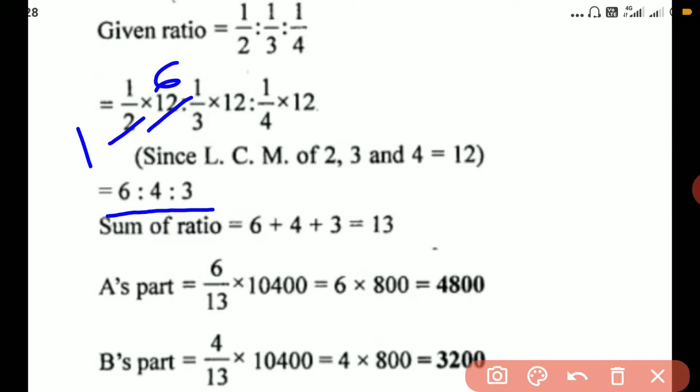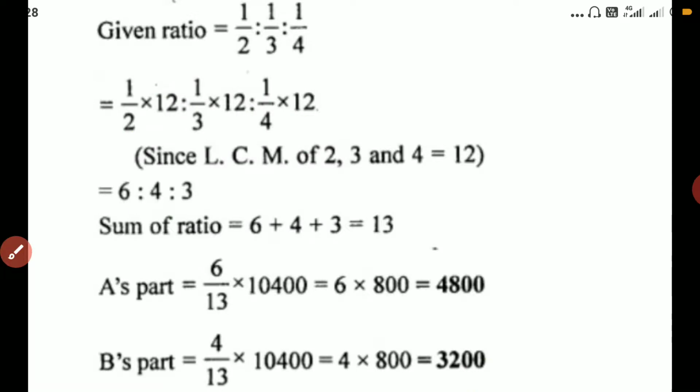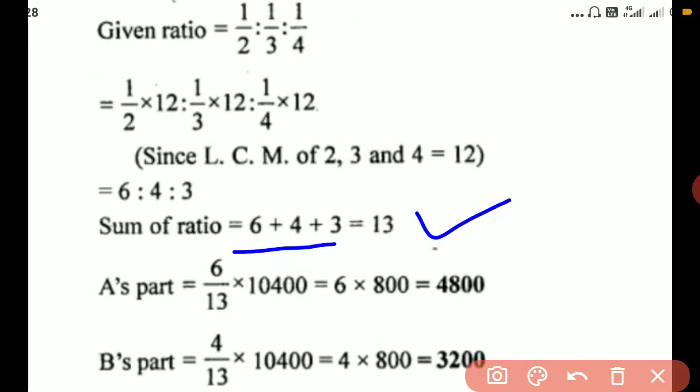right? 3 1 time and 3 4 times, and 4 1 time and 4 3 times. So my ratio is 6:4:3. Now as you all know the steps, first you need to add the terms of the ratio. So that is 6 plus 4 plus 3, which is 13, right? Then A's part is the first one. A's part is 6 upon 13 multiplied by the given amount.